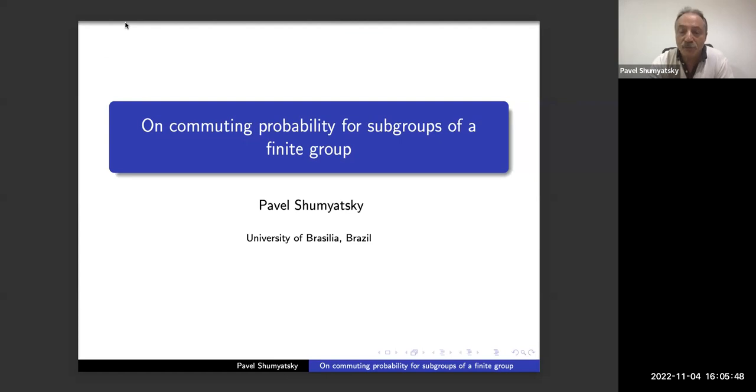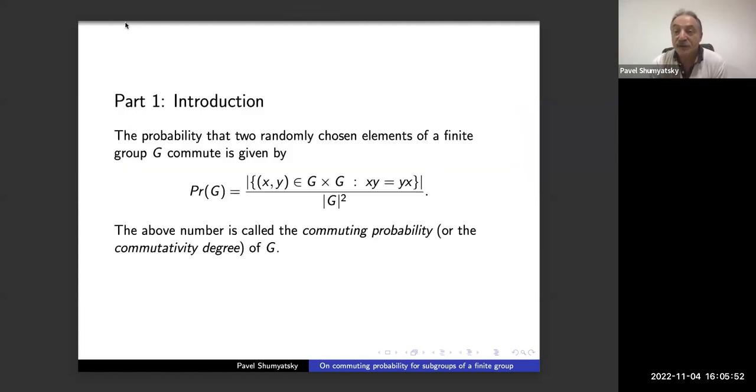Commuting probability for subgroups of a finite group. So given a finite group, what's the probability that two random elements commute? It's easy to answer this question. We just need to take the number of all commuting pairs of elements from the group G and divide it by the total number of such pairs, which is of course the order of G squared.